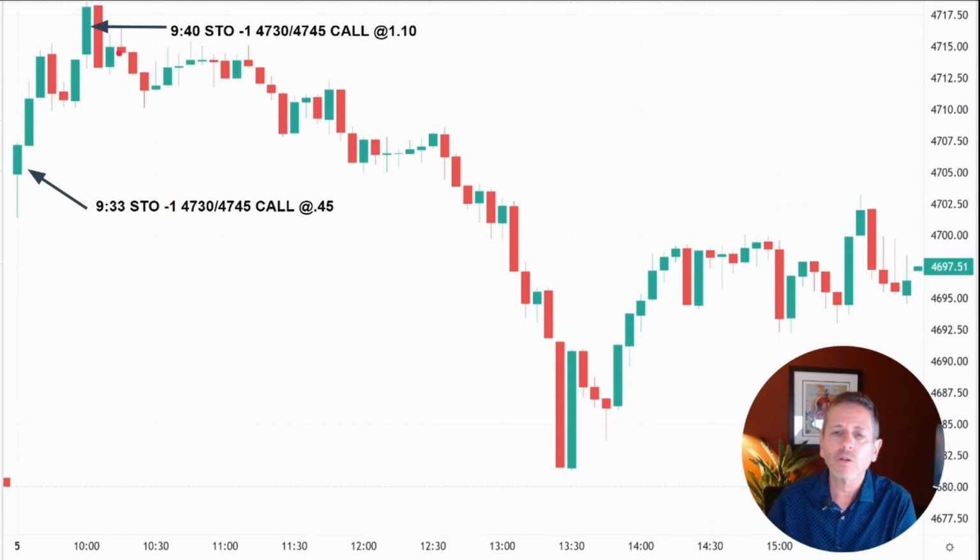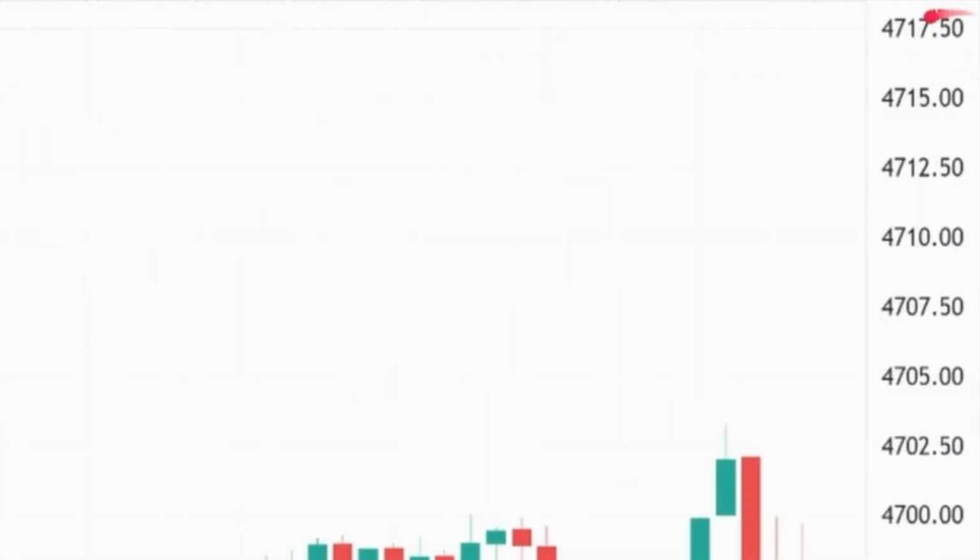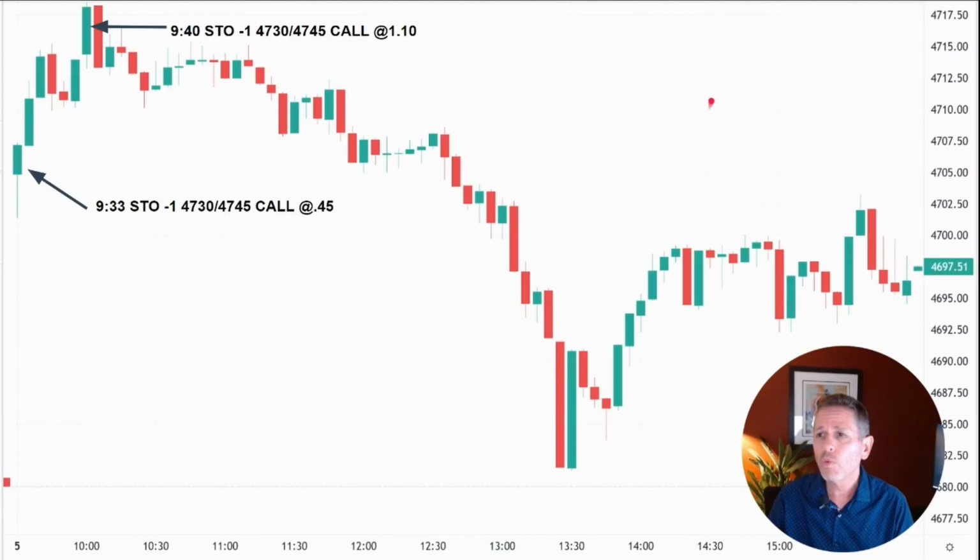I'm not a genius here, okay? Yes, I caught the top and I got lucky. So it got up to the top and I put on a $1.10 position here. And you can see here that we're at 417, so I had a good ways higher for this thing to go. If it did go any higher, I would probably have taken the loss.